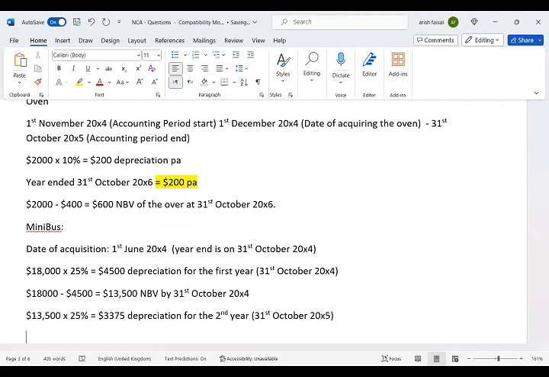But that's not what the question is asking from us. We need to find it out for the third year. So what I'm going to do is that the cost of the asset was 18,000. And as you know, 4,500 has been charged as depreciation in the first year and 3,375 has been charged in the second year. So the accumulated depreciation is 7,875, and hence the carrying value of this asset by the end of the second year will be 10,125 net book value by 31st October 2015.